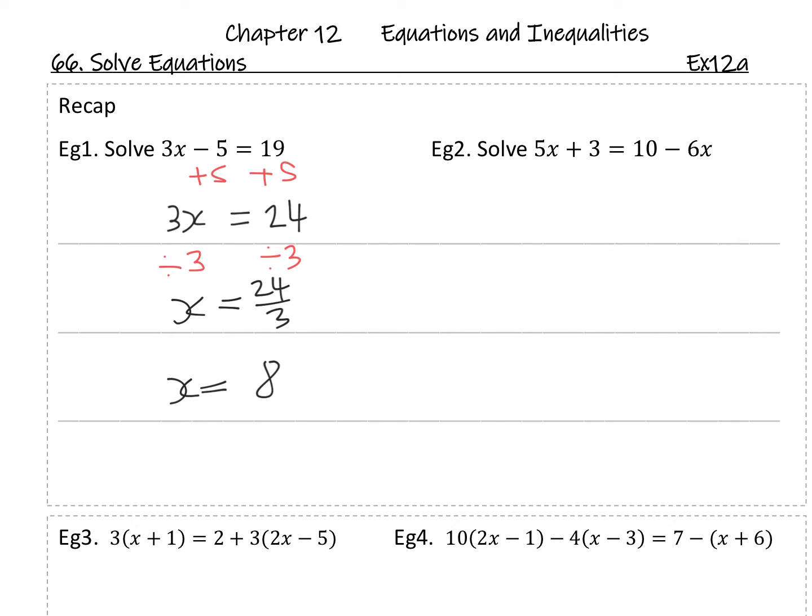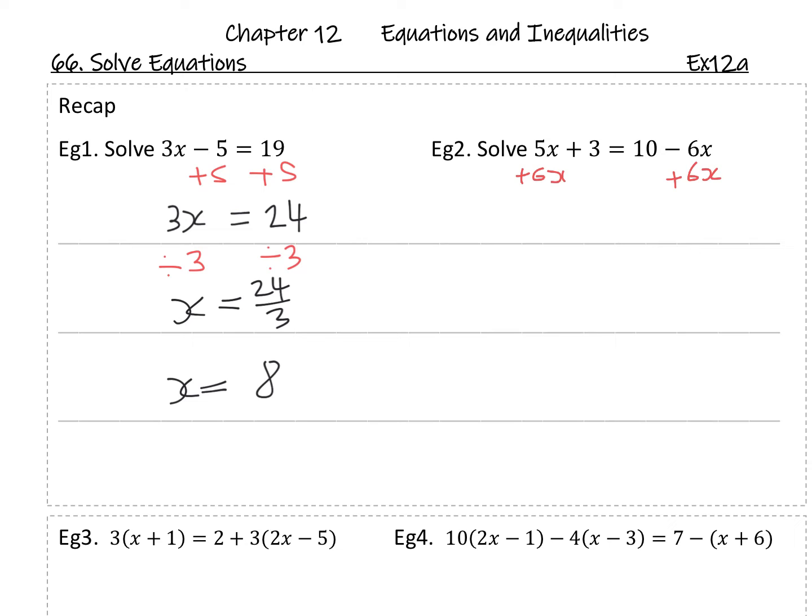Example 2. Solve 5x plus 3 equals 10 minus 6x. Here we have an x on both sides. When that's the case, we should remove the smaller number of x's. And the smaller number of x's is actually the 6, because it's not 6, it's minus 6. And minus 6 is smaller than 5. So we remove it first, and we remove that by adding 6x. We've got to do the same to both sides to balance it out.